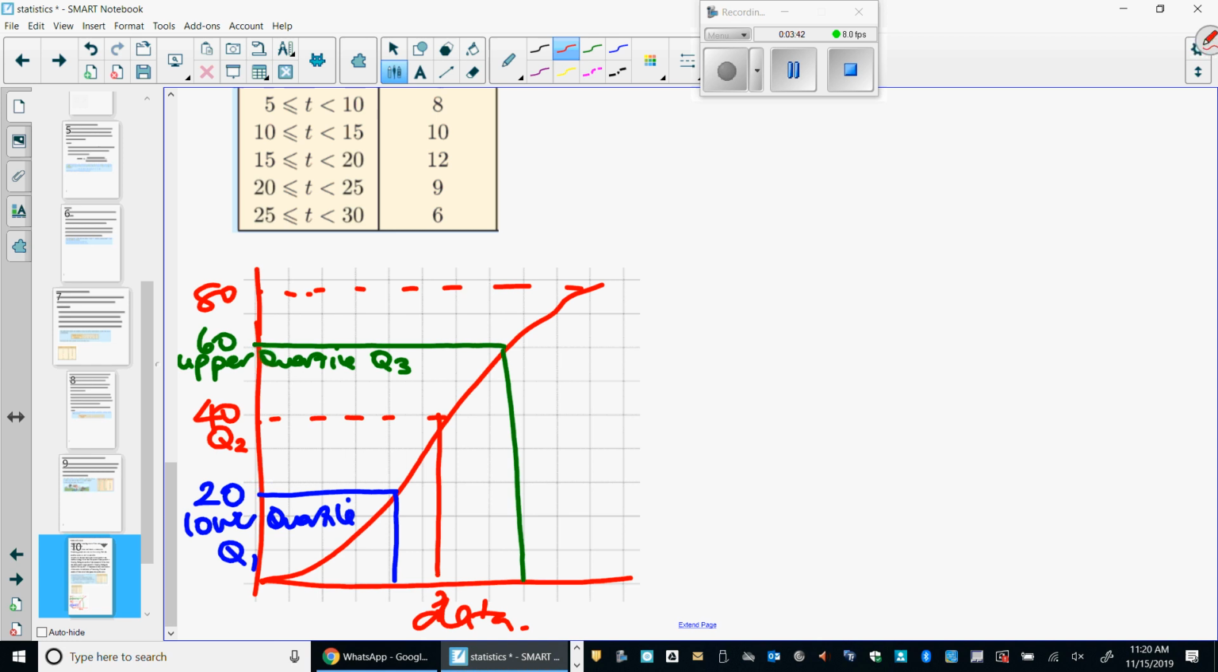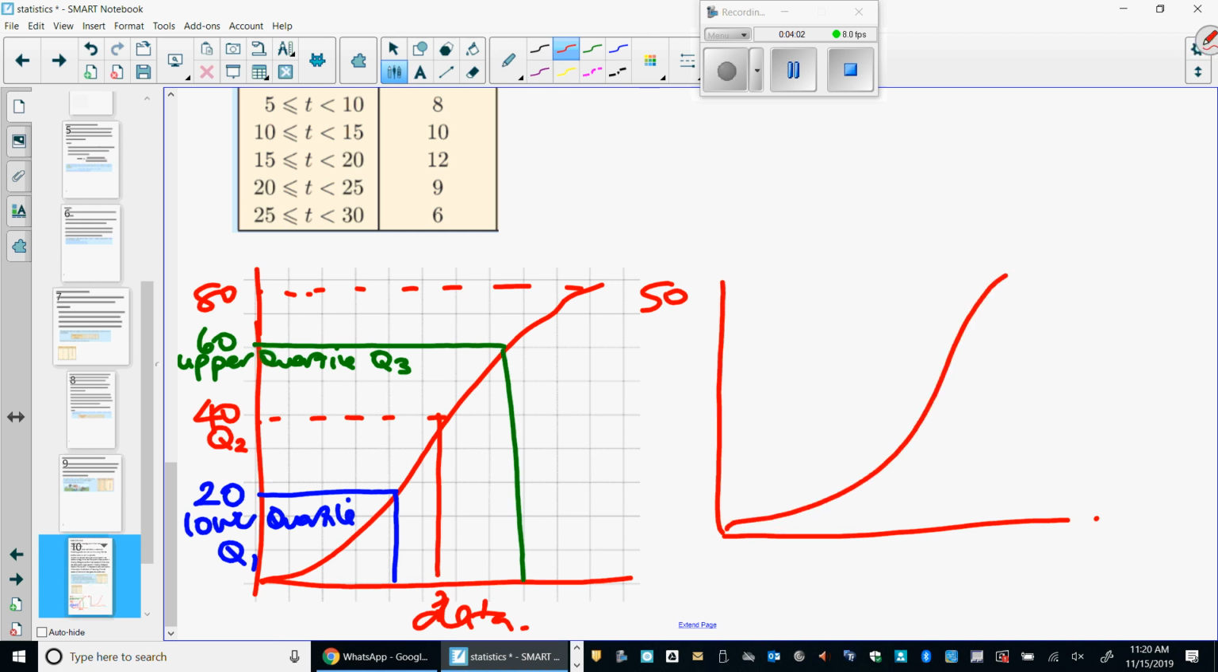Now you may want to add something to your notes from yesterday. So maybe you want to show where the lower quartile and the upper quartile would have been. So let's do it on your graph. I would suggest a different colour pen would be a brilliant idea. So if this was our graph from yesterday, we knew our maximum was 50. So where was our median?